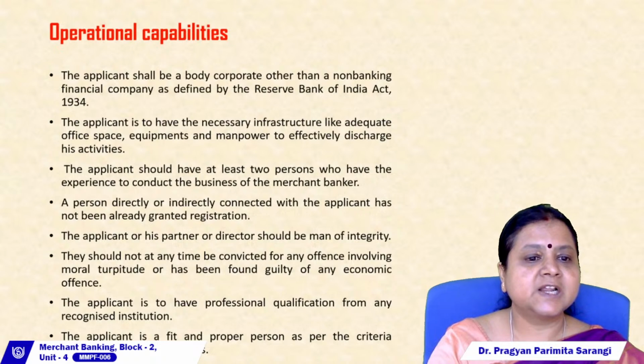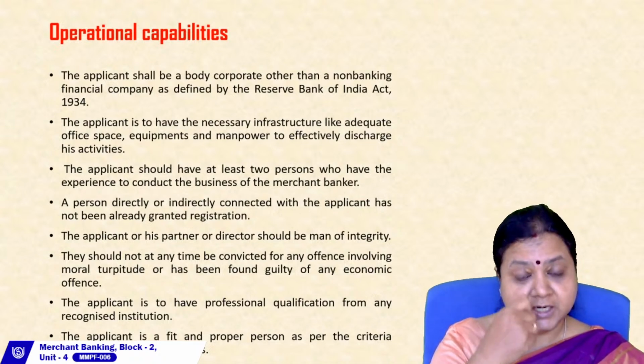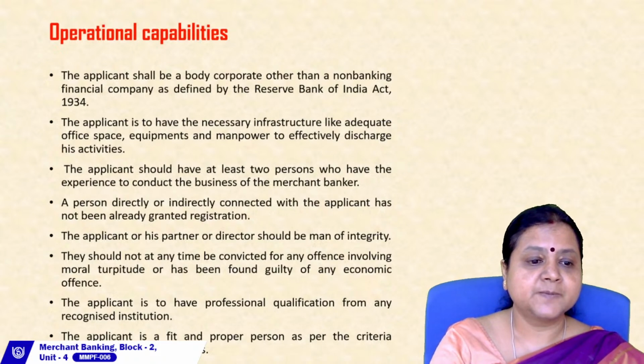A person directly or indirectly connected with the applicant should not have already been granted registration. As on the date when they are applying for registration, none of the persons in the group should have already been granted registration. The applicant or his partner or director should be a man of integrity. Of course, this is very much required.